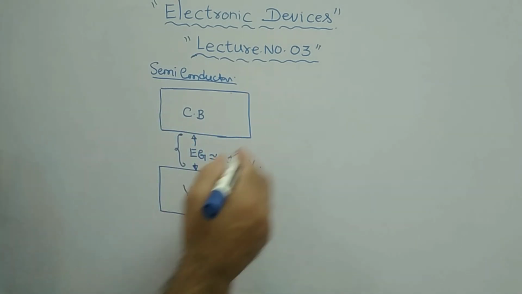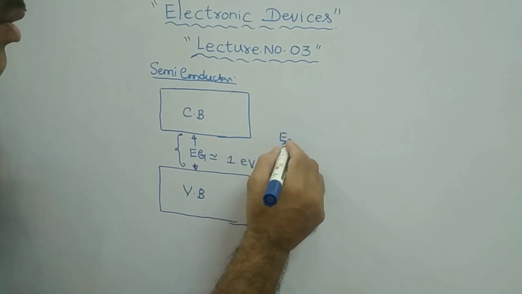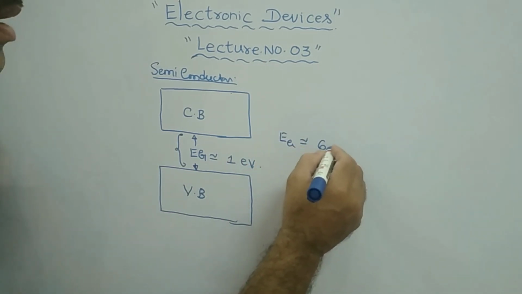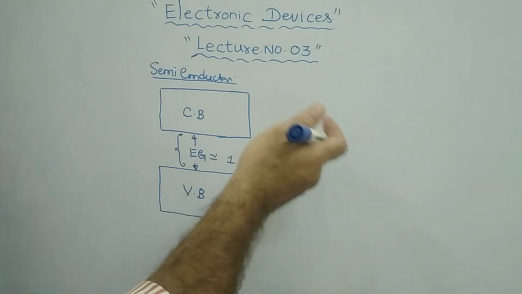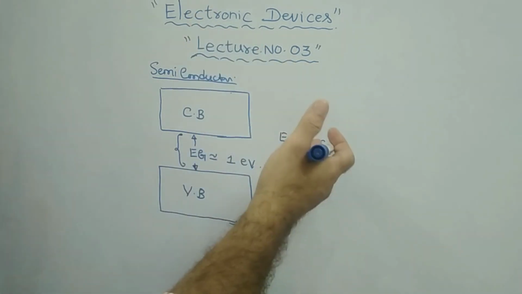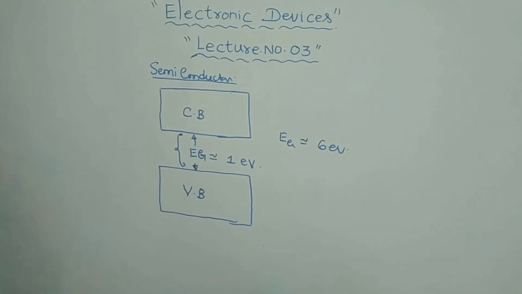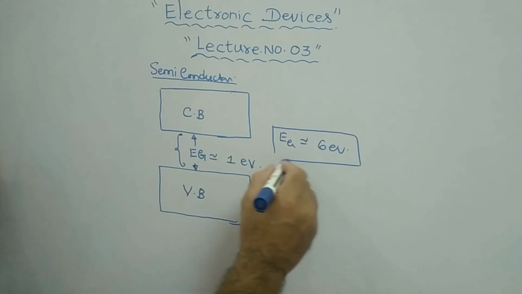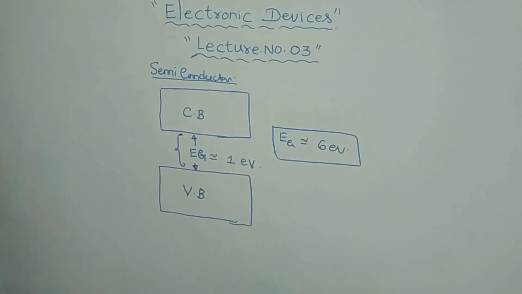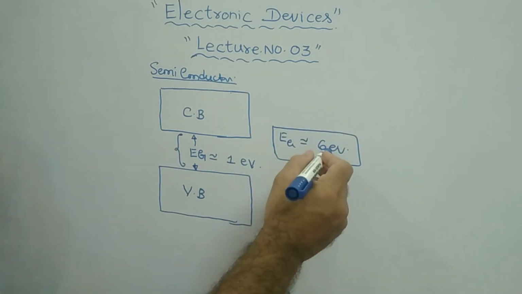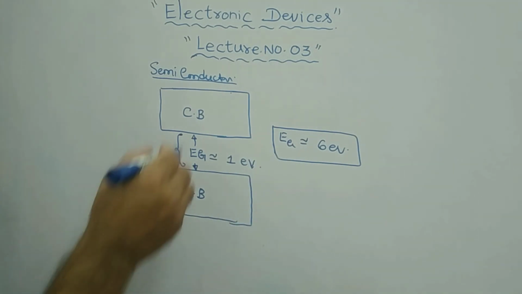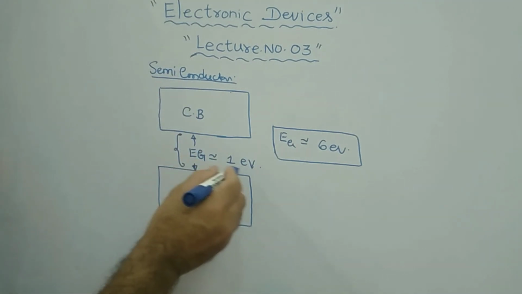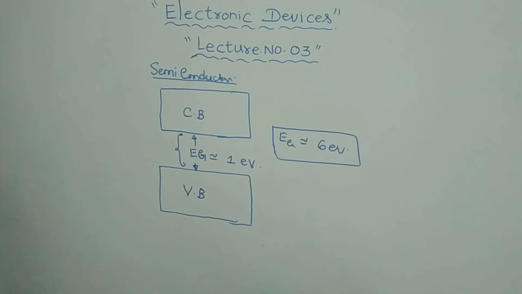In an insulator, the energy gap is at least about 6 electron volts, and insulators may have even more than this, depending on the type of material. This is the energy gap for diamond, which is an example of an insulator, right? So the energy gap is larger in insulators. Coming to the semiconductor, the energy gap is about 1 electron volt, right?